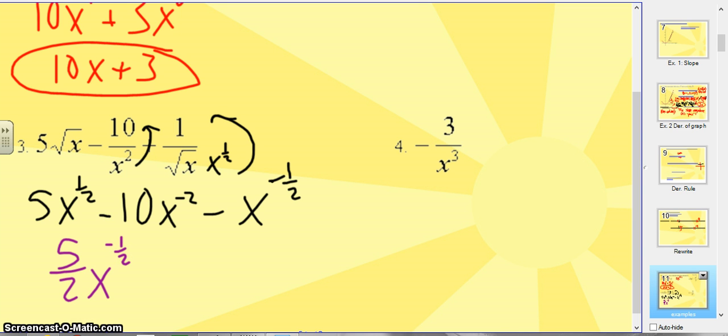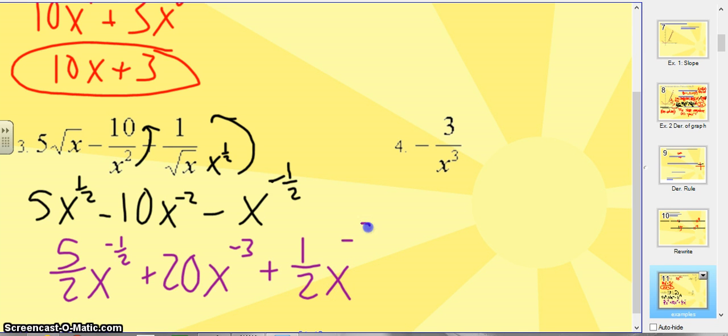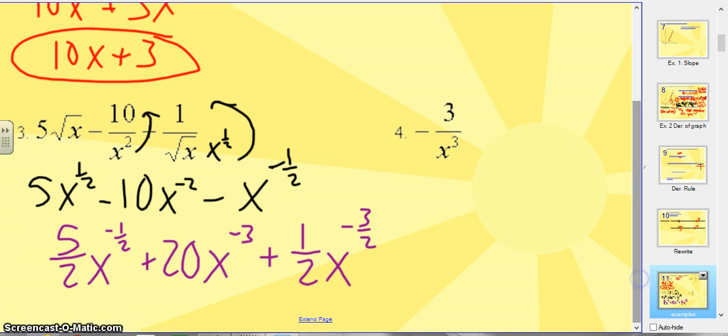Okay. Again, multiply. -10 times 2 is positive 20. And then we subtract 1. And then again, we move it to the front, positive 1/2, x to the -3/2. Okay, last step, we want to rewrite that.